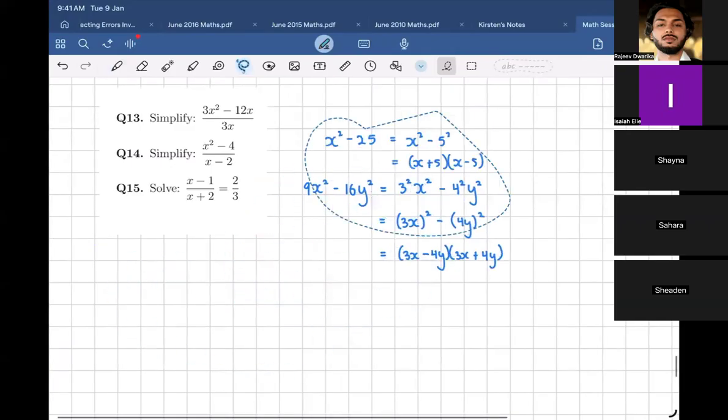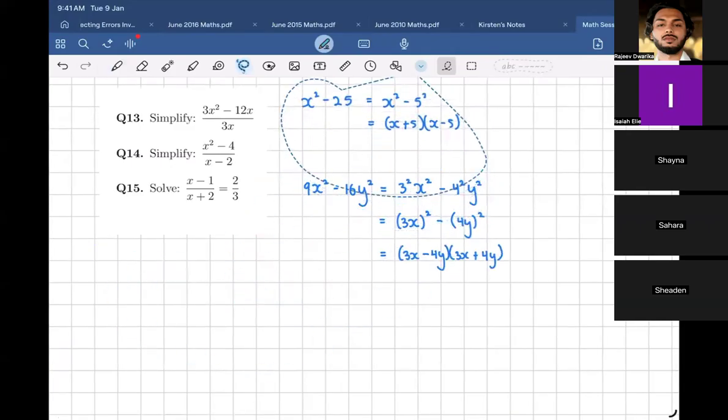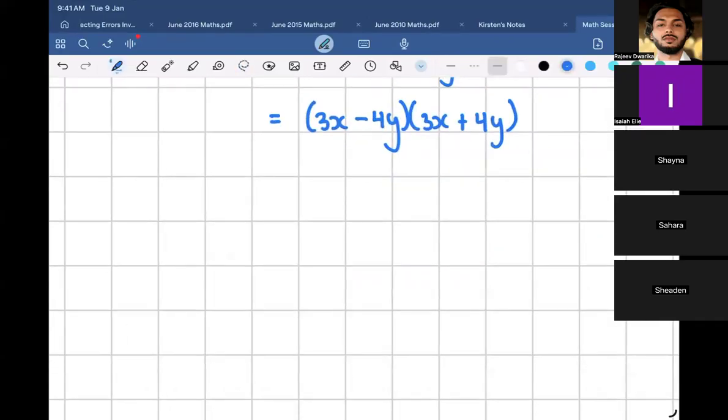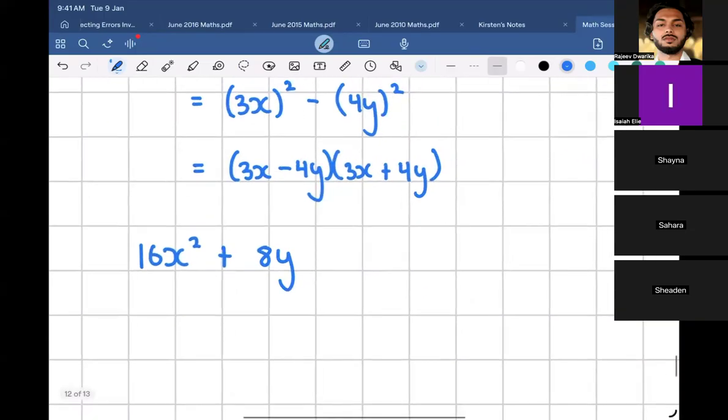Okay, cool. So that was just a quick recap on differences of squares. Let's look at greatest common factor now. So what if we had something like 16x squared plus 8y? Tell me, is there any common factor between 16x squared and 8y? Shina, are there any common factors between 16x squared and 8y? Yes, sir. 8. So I could pull out 8.